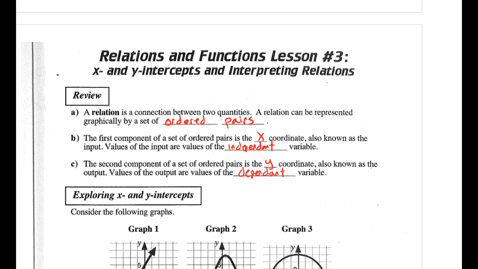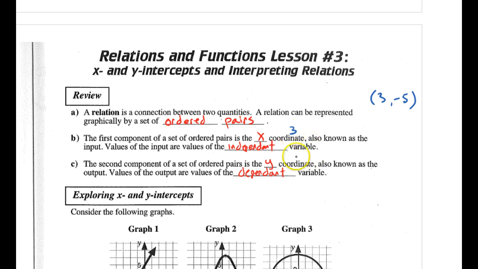A relation is a connection between two quantities, and it can be represented graphically by a set of ordered pairs. The first component of a set of ordered pairs, for example, if I have something like 3, negative 5, that's an ordered pair. The first component is the x-coordinate, in this case the 3, also known as the input, and the values of the input are the independent variable.